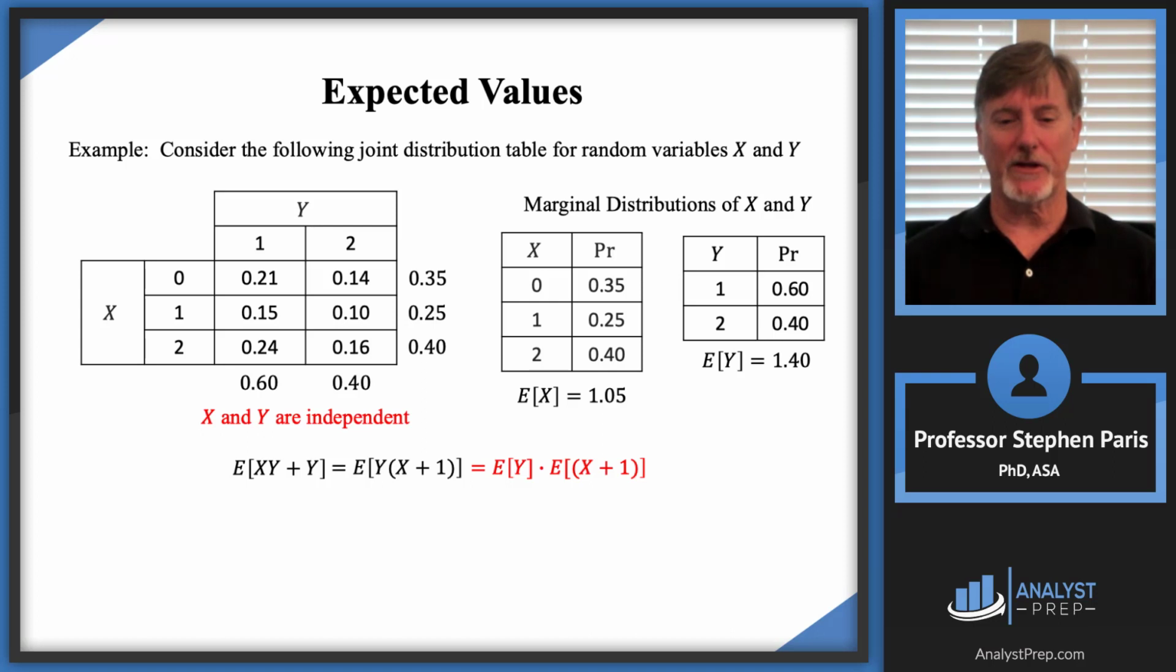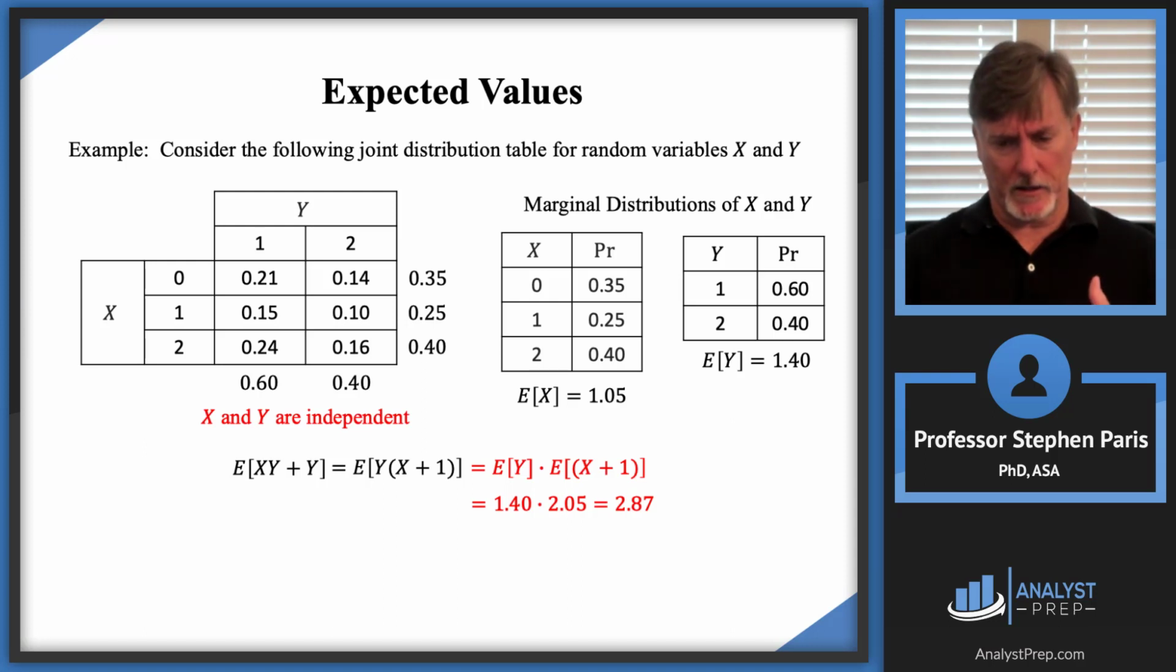Of course, the expected value of cap Y is written right there, and the expected value of cap X plus 1 will be one more than the expected value of cap X, which will be 2.05, and then the product will be 2.87. So that's what I would get as the expected value of cap X times cap Y plus cap Y. Again, this depends on the fact that I have independent random variables.